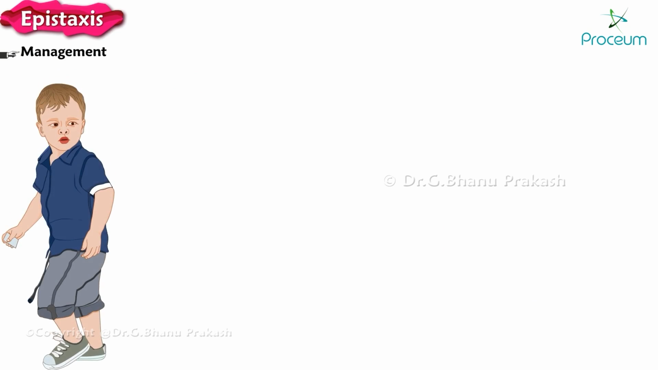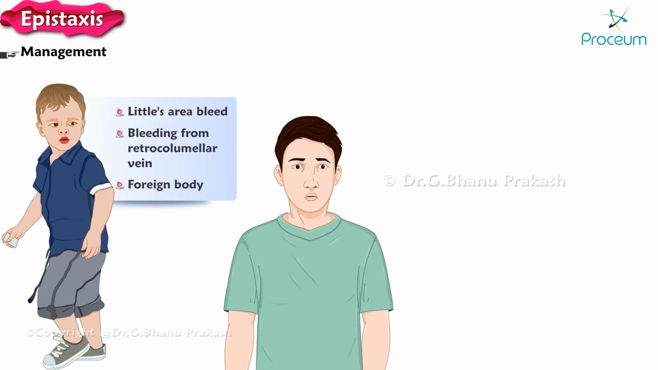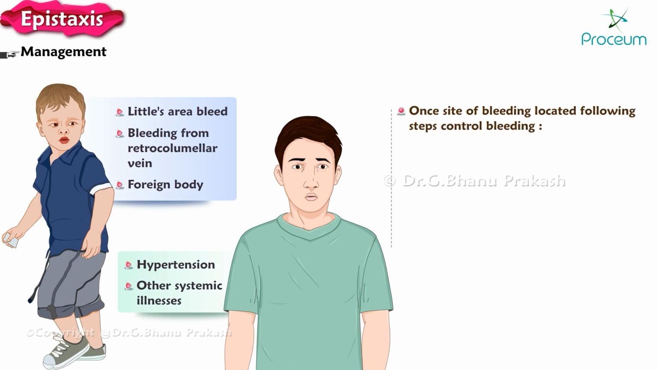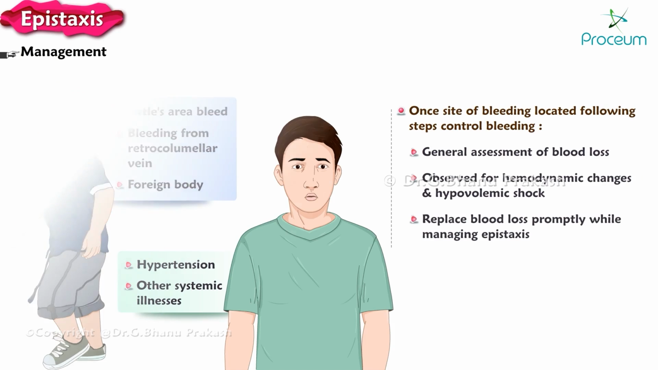Management of epistaxis. Common local causes to be looked for in children include Little's area bleed, bleeding from retrocolumellar vein, foreign body, etc. In adults, the common causes include hypertension and other systemic illnesses. Once the site of bleeding has been located, the following steps can control the bleeding. General assessment of blood loss should be done and observed for hemodynamic changes and hypovolemic shock. It's important to replace the blood loss promptly while managing the epistaxis.